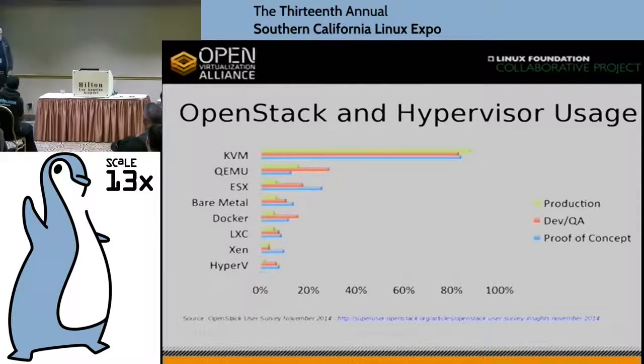So some interesting things are coming out in terms of the hypervisor usage, but probably the top one out of this is that KVM is the most popular hypervisor used with OpenStack. And I'll give you some real examples of this in a moment.